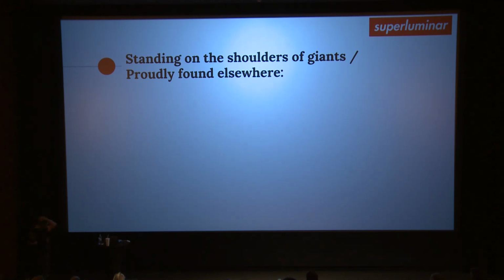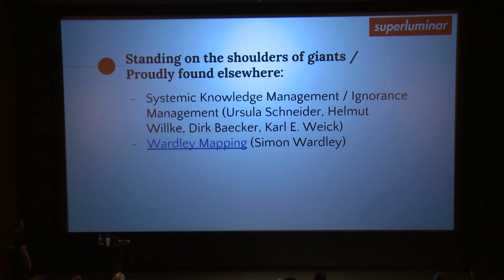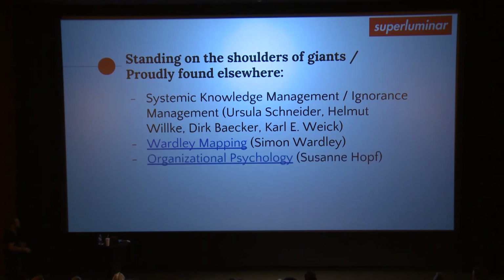Yeah, so this is actually all that I got, and just to apply my own theorem of finding stuff elsewhere and being proud, there's also this list of concepts that are used here. So there's systemic knowledge management, this is like the German branch of all the folks. Then there's Wardley mapping. Wardley mapping is the maps that you saw with the value stream and the evolution. There's organizational psychology.